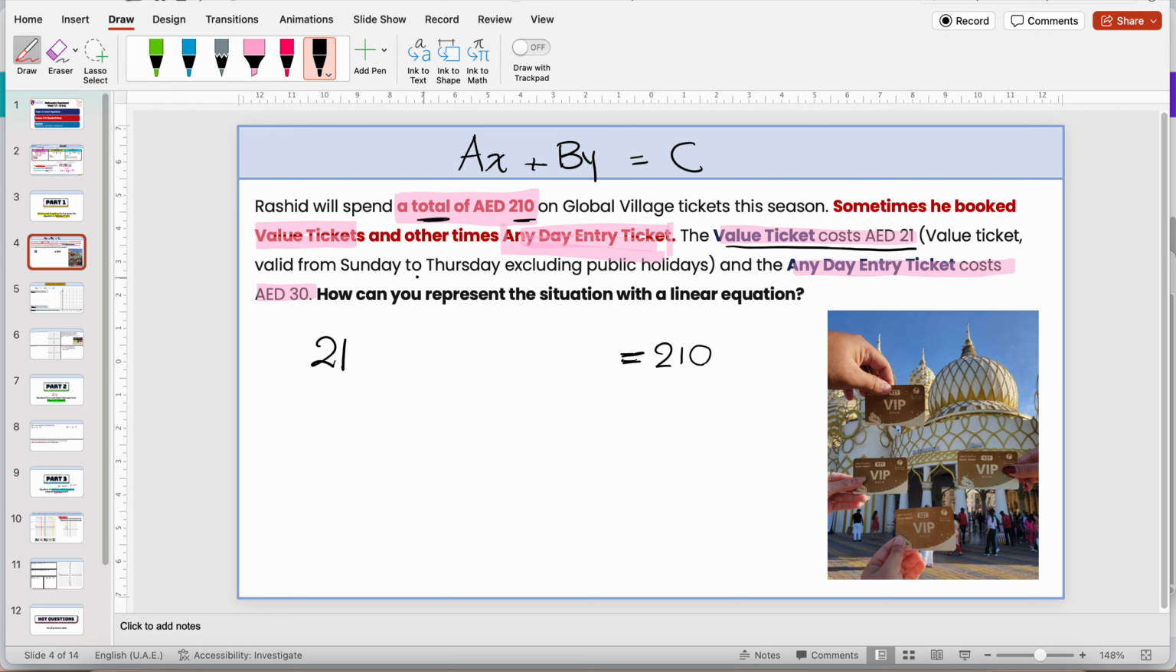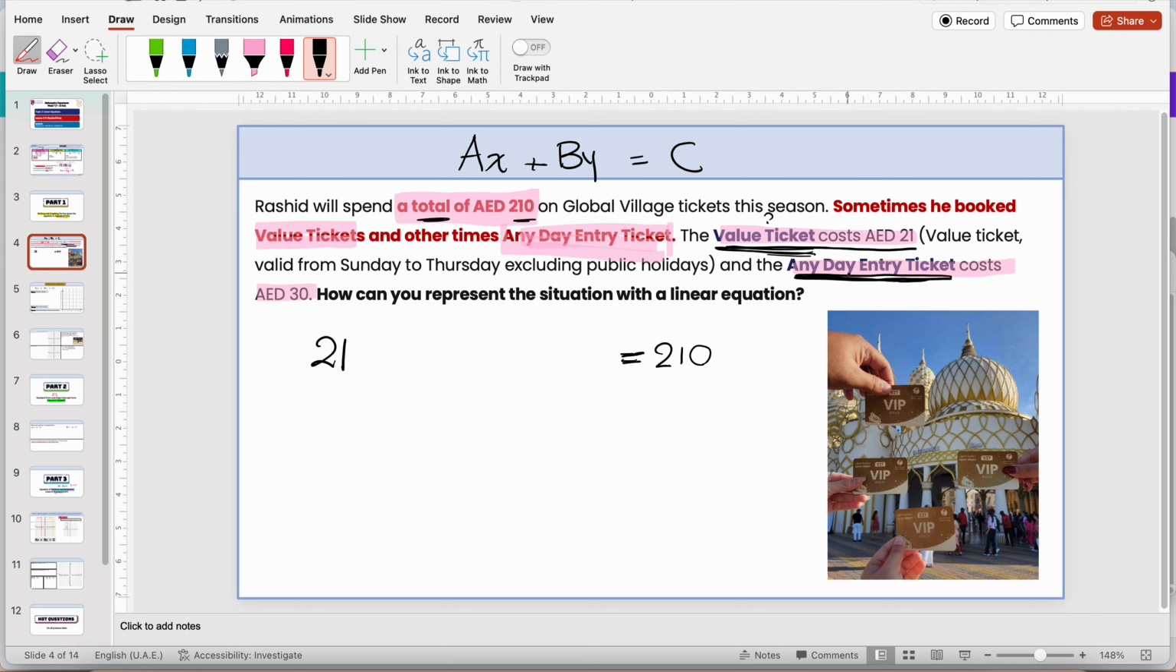Since they did not give you any hint which variable is X and which one is Y, I know that value tickets is a variable because I don't know how many value tickets I'm going to buy, and any day entry ticket is another variable.